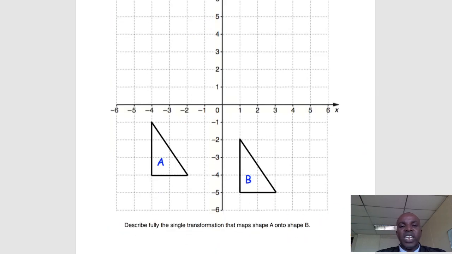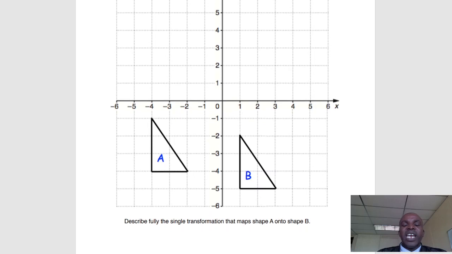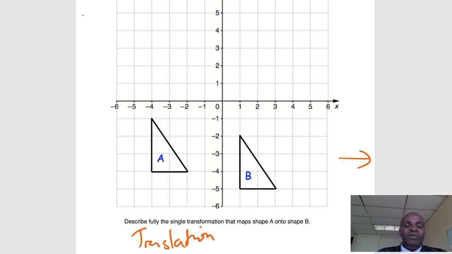Then this one also, describe fully the single transformation that maps A onto B. The same thing, check direction is the same. The shapes are facing the same direction. Check the size is the same. So this one is a translation. So you have to write translation, then vector now.